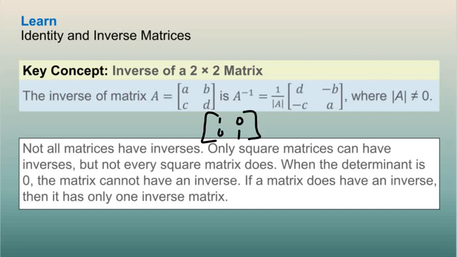Not all matrices have inverses. Only square matrices can have an inverse, but not every square matrix does. When the determinant is 0, the matrix cannot have an inverse. And if the matrix does have an inverse, then it has only one inverse matrix.